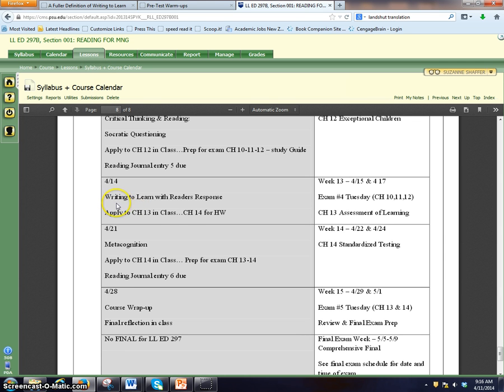I want to go over a few things about the things we would have done together in class on Monday, April 14th. I'm in Angel right now in the Lessons tab and in our syllabus, and I want to show you just a few changes between now and the end of the semester. If you go to the last page of the syllabus, you'll see we're scheduled to do something called Writing to Learn with reader response on Monday. I'm going to change that just slightly. We're doing Writing to Learn, but with a different strategy, not with reader response. And I'll go over that in a minute.